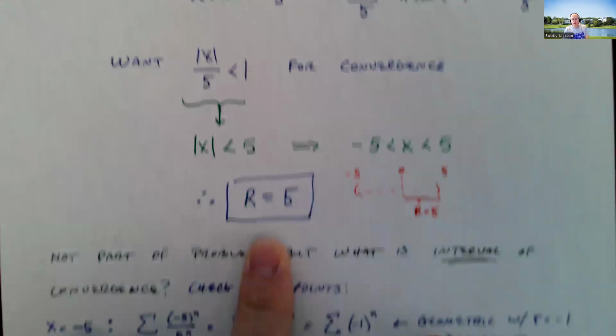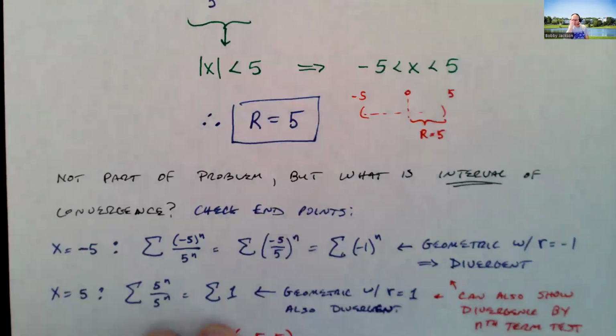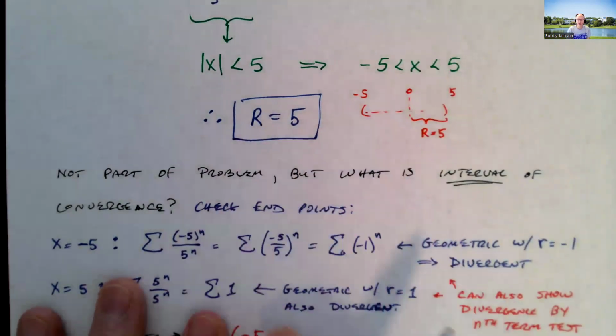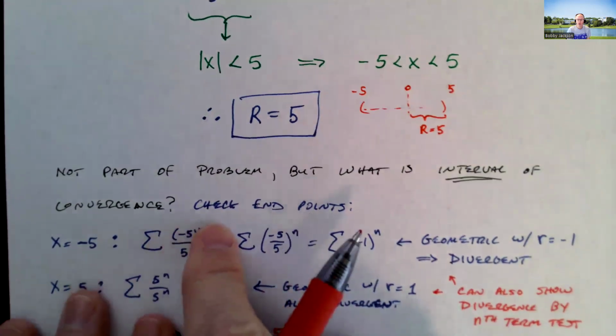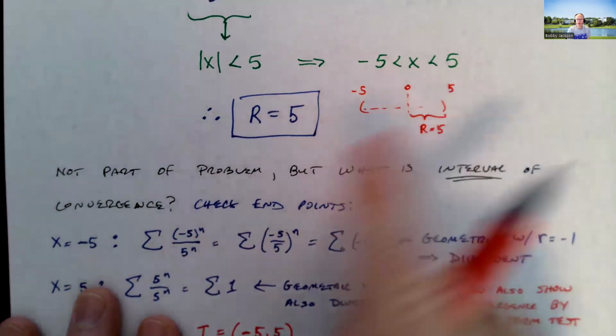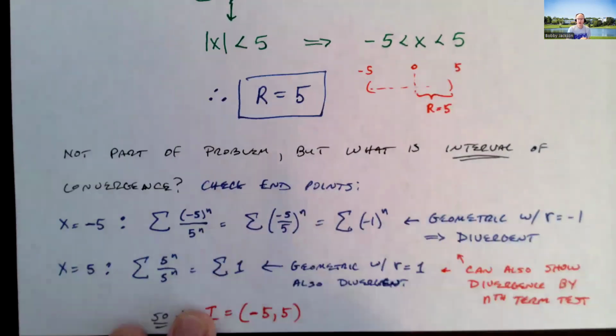They don't ask you to find the interval of convergence, but I just wanted to look at that real quick. So this is not part of the problem. You would stop right here. But what is the interval of convergence? Well, in that case, we need to check these endpoints. Do we converge at -5 or 5? And it turns out we do not converge at either.